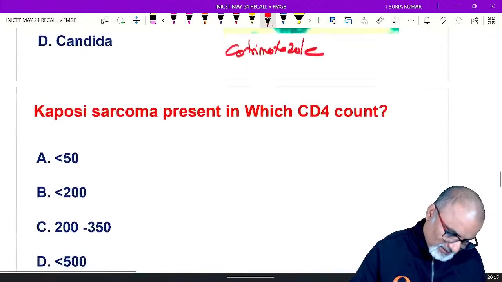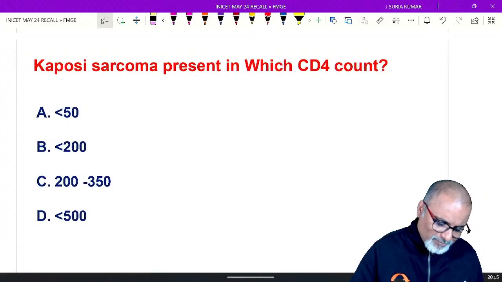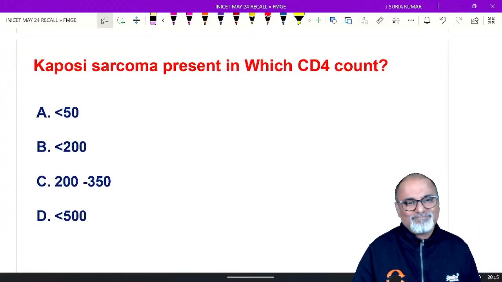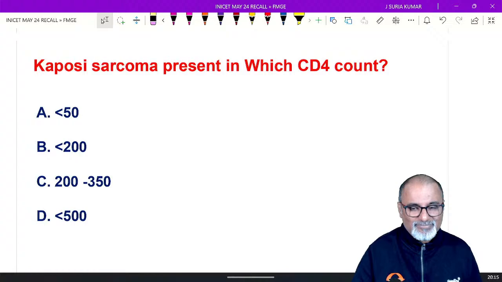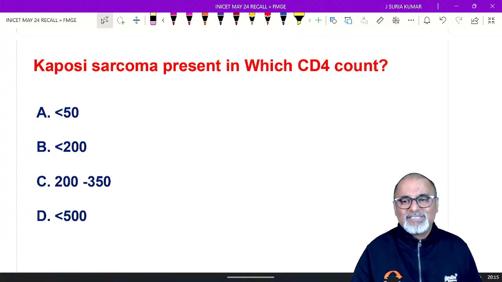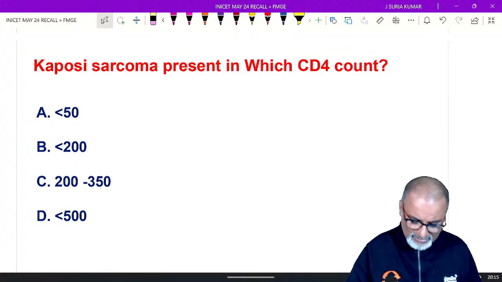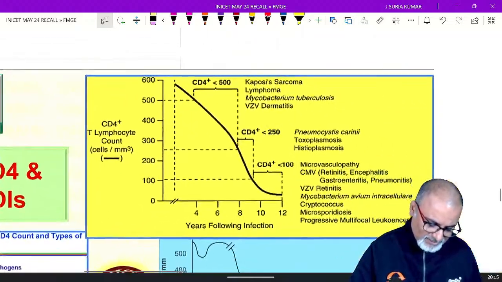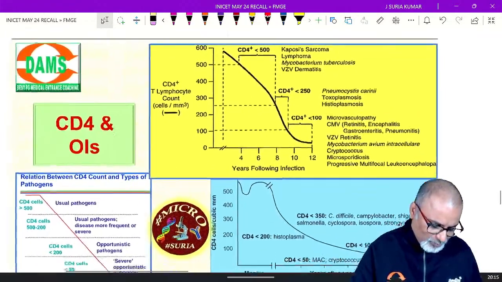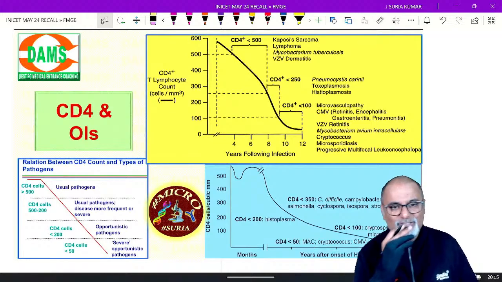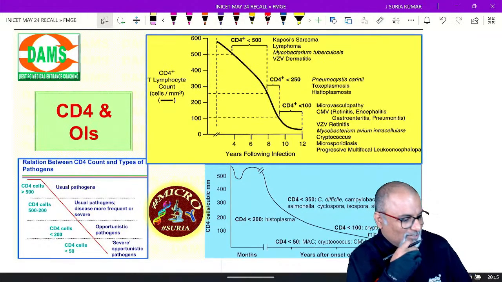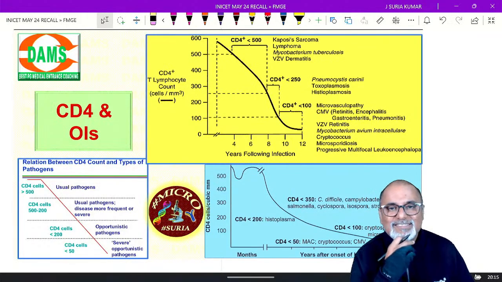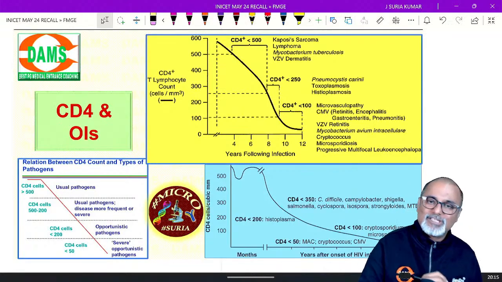Next is, Kaposi sarcoma is present in which CD4 count? So you should know about CD4 count and this thing. There's a beautiful picture here. See my picture. This I already posted in the group, the same picture. So I can take the picture for your reference. It is already there in the group, so you can easily answer.